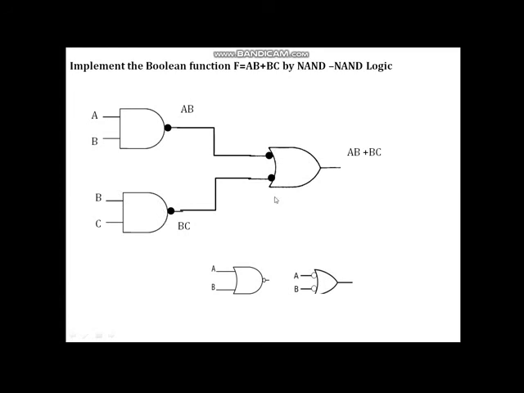At the output stage you get a bubbled OR. Bubbled OR is equivalent to a NAND gate. So you can replace this by NAND. So finally you get the logic diagram like this, in which the function is implemented by using only NAND gates.